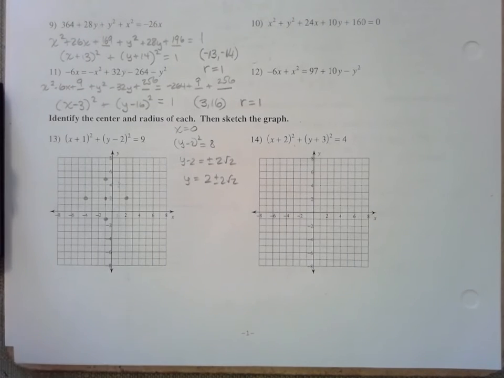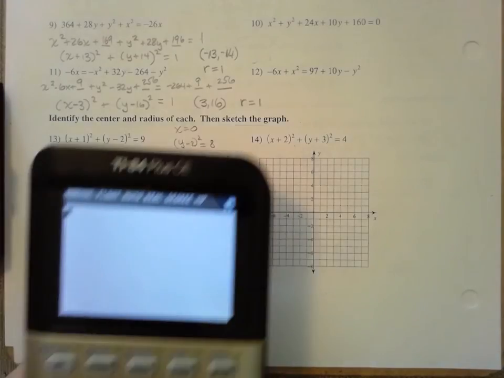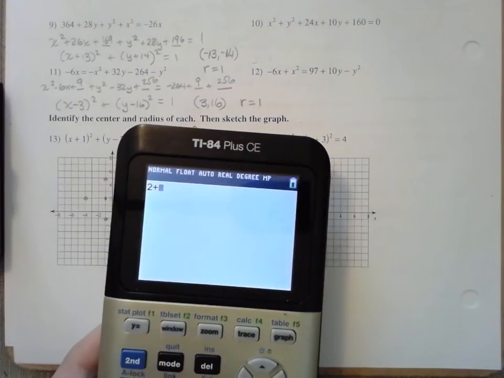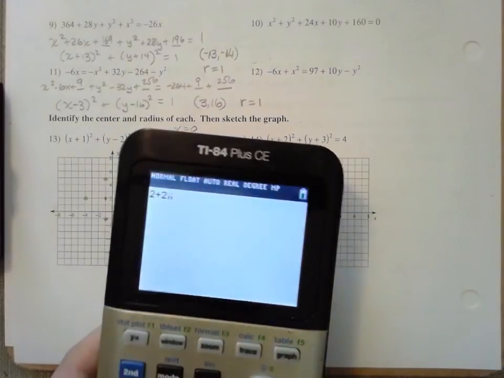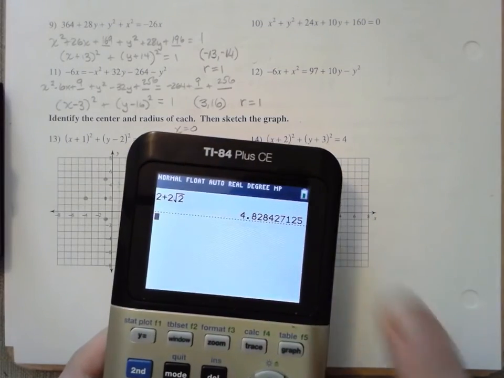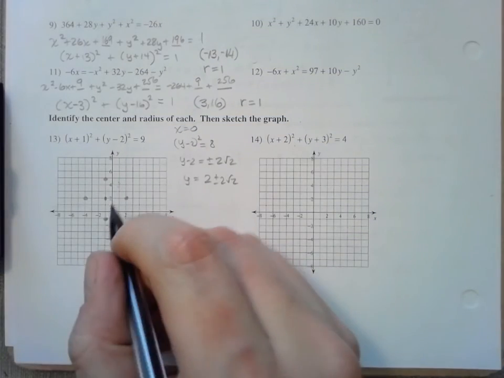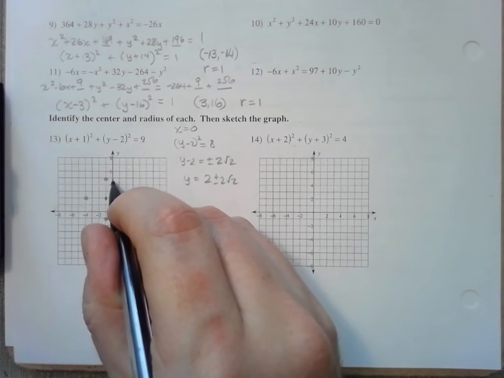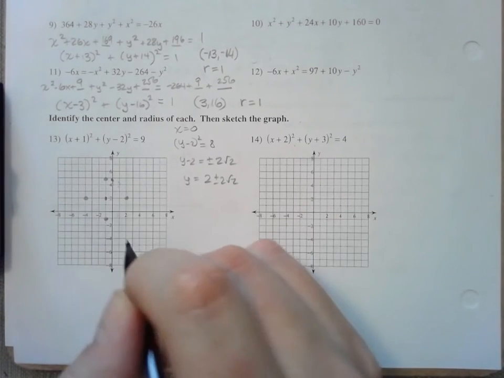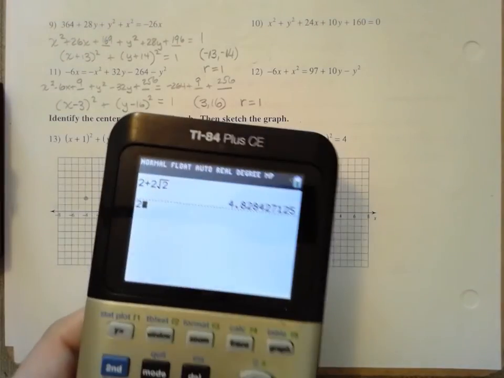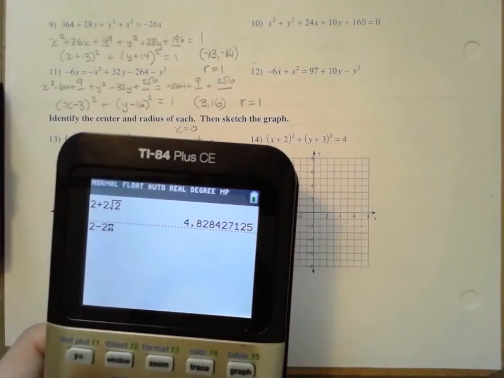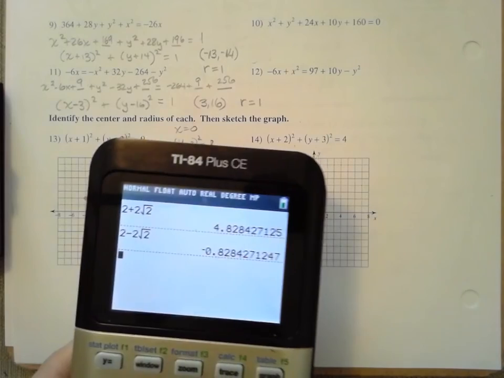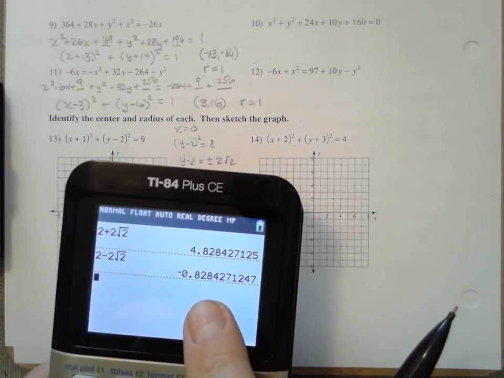Let's get a sense and approximation of what those numbers actually mean so we can graph them. 2 plus the square root of 8, or 2 root 2, is 4.82. 1, 2, 3, 4.82. What is 2 minus 2 root 2? That's negative 0.828.